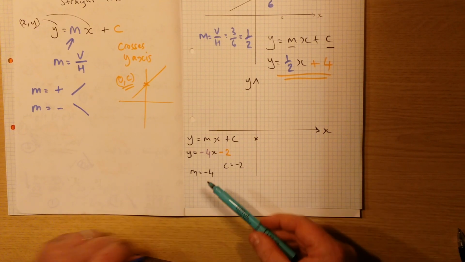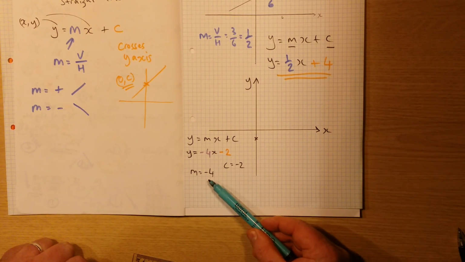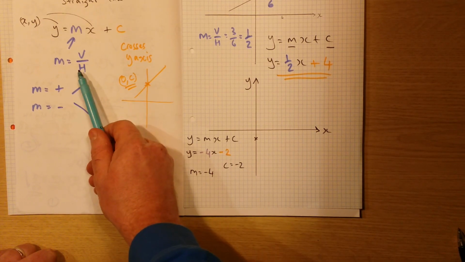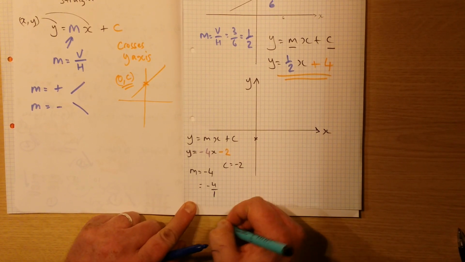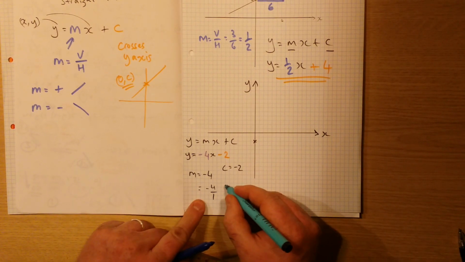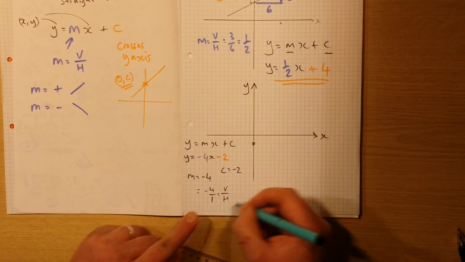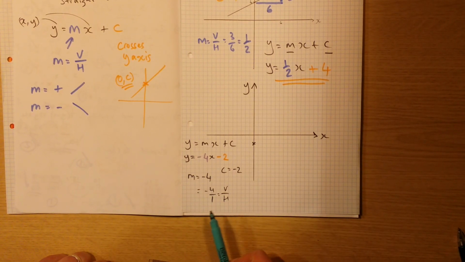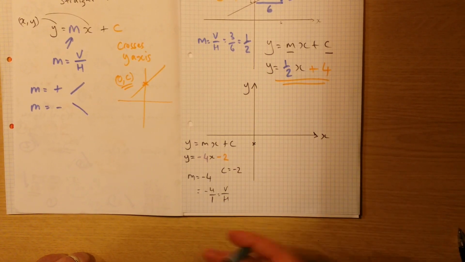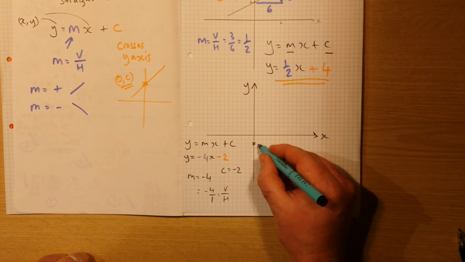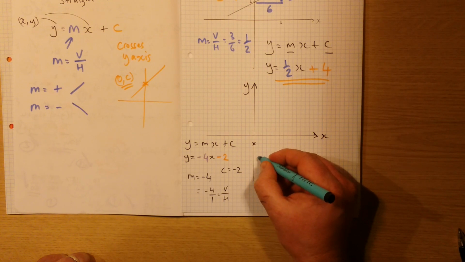The other thing I've got to notice is the gradient is minus 4. And the easiest way that I can change this into a fraction is by saying minus 4 over 1. Now, if that's the vertical over the horizontal, that means for every 1 box that goes along horizontally, it's going to go down 4 boxes because it's a negative. The line has to go down from left to right. So for every 1 box I go along horizontally, I'm going down 4.